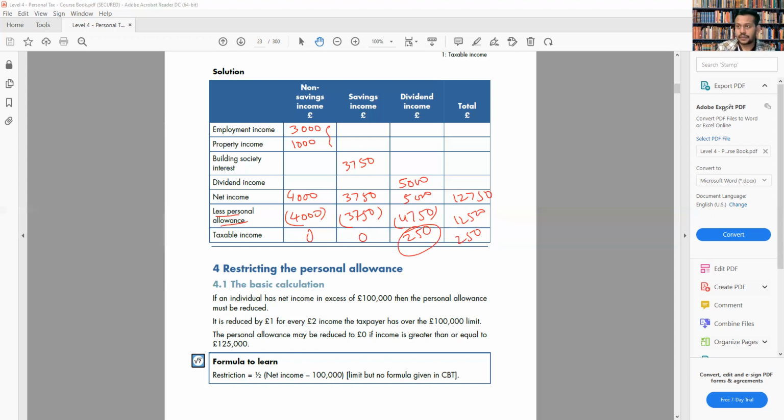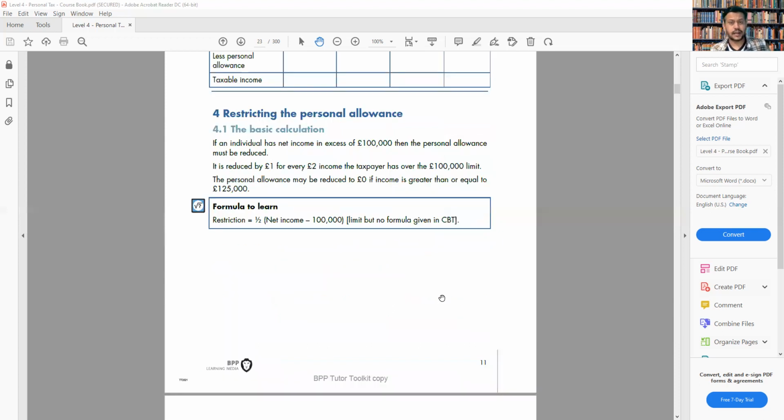All right, so let's move to the next one. The next one we have here, that is a restriction on the personal allowance that you already discussed, but quickly have a look this one. It says if an individual has a net income excess of 100,000, then the personal allowance must be reduced. So if someone income is more than 100,000, then personal allowance has to be reduced. It is reduced by £1 for every £2. So after 100,000, for every £2, it will be reduced by £1.